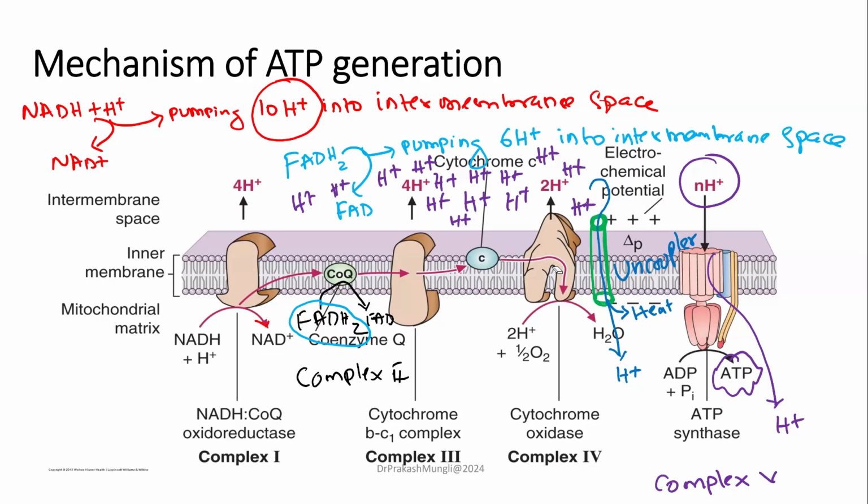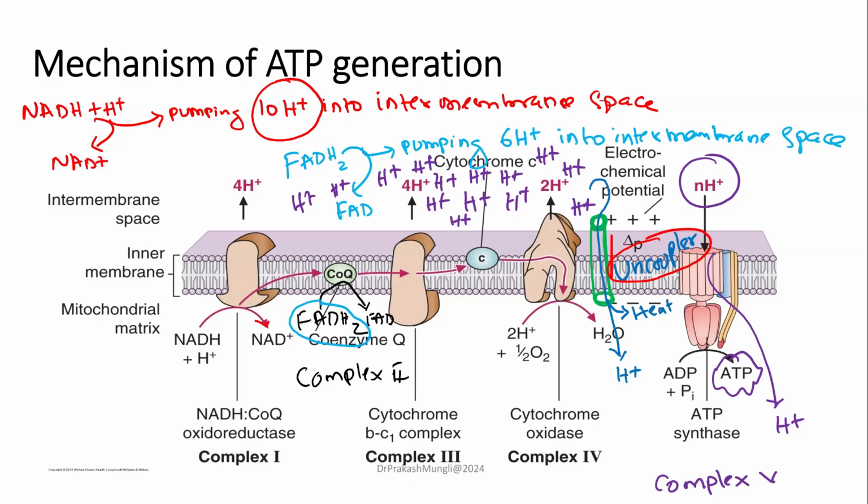Okay, now let's come back to the uncoupler, the last concept. When an uncoupler is working, there is oxidation of NADH and FADH2, and there is pumping of protons. There is no problem with that. The only thing is that these protons are freely flowing back into the matrix, so there are not enough protons to go through ATP synthase. That's why the phosphorylation of ADP with Pi to ATP decreases significantly.